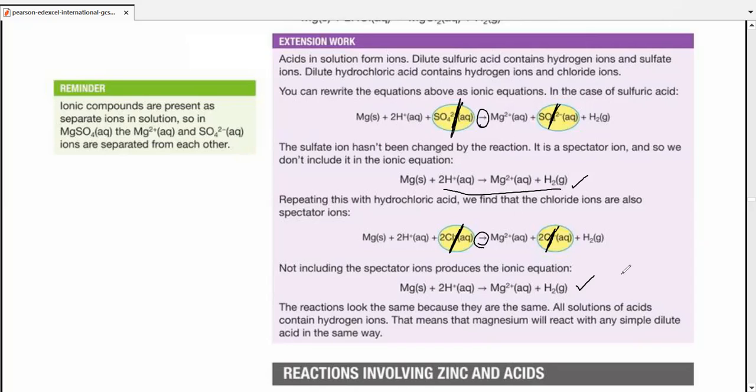Fair enough? Yeah. Now, this means that you can convert any displacement equation into its ionic equation like this one to this one, or by yourself.